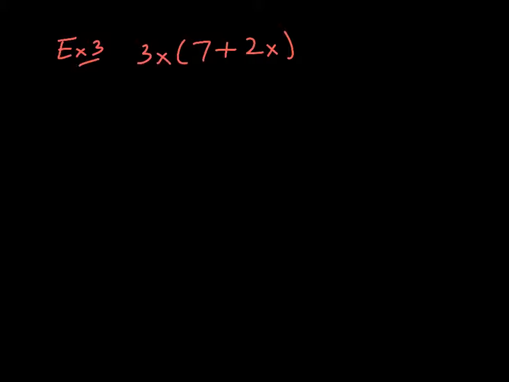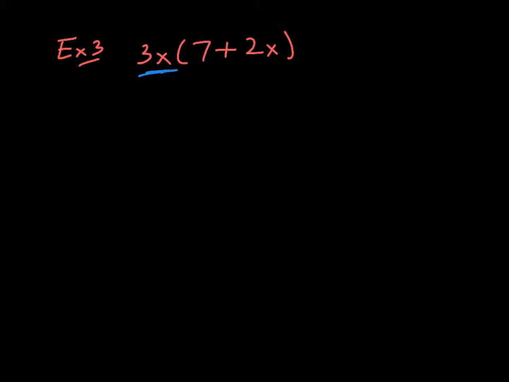3x into 7 plus 2x. Now this is slightly different from what we have done so far. We notice here that the coefficient that is outside the bracket has an x included with it. Okay, so let's go ahead and do this. Well, the same thing applies.